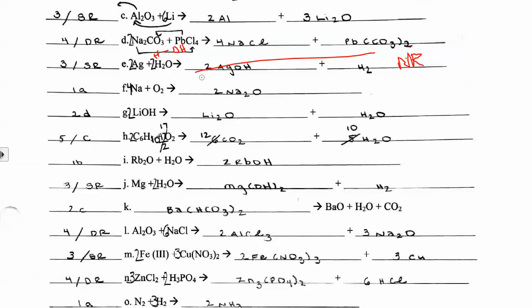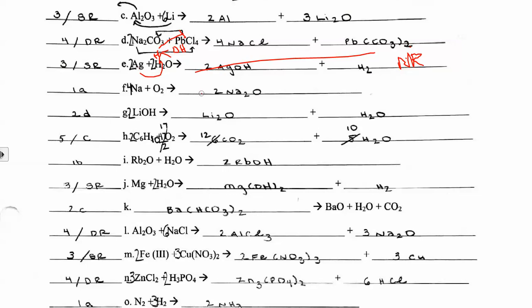I can't type. Okay, so Ag kicks out H if it could. H will be by itself. So Ag will bind with OH, because OH is what's left, and H will be by itself as H2. But that doesn't actually happen because Ag is lower on the activity series than H is.